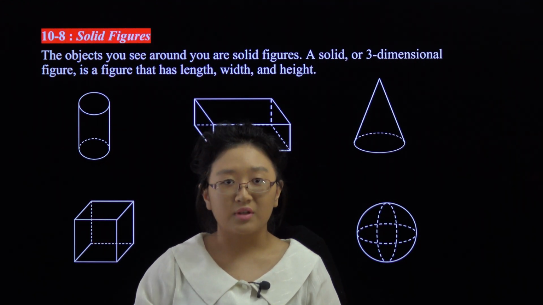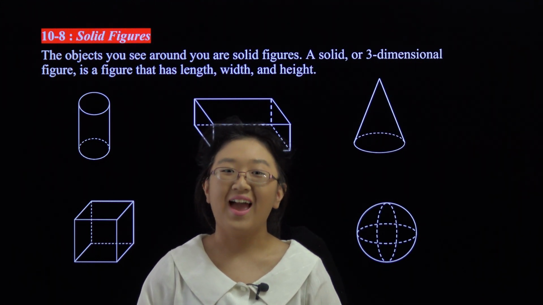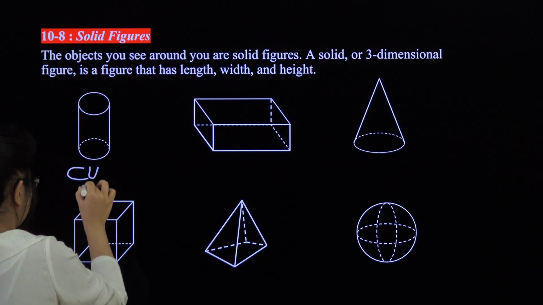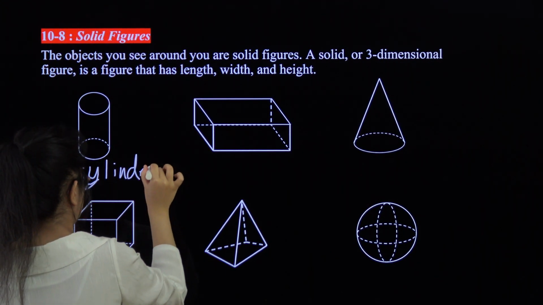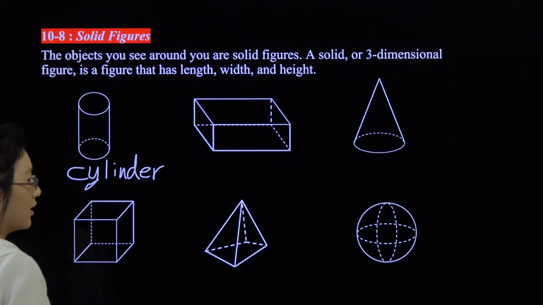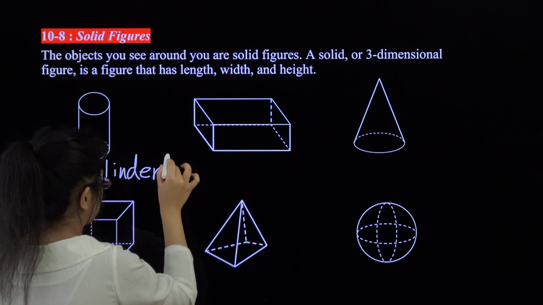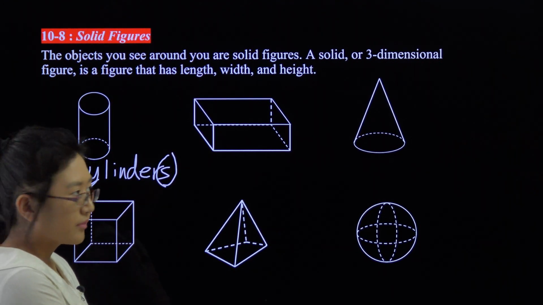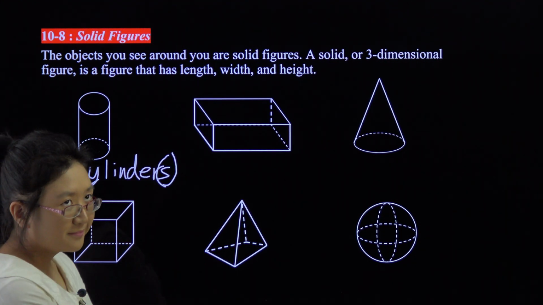Tubes are shaped as cylinders. Toilet paper rolls are shaped as cylinders. So these are cylinders. No, they're not spelled with an S. Or just cylinder. Well, I'm sure you've seen boxes before.